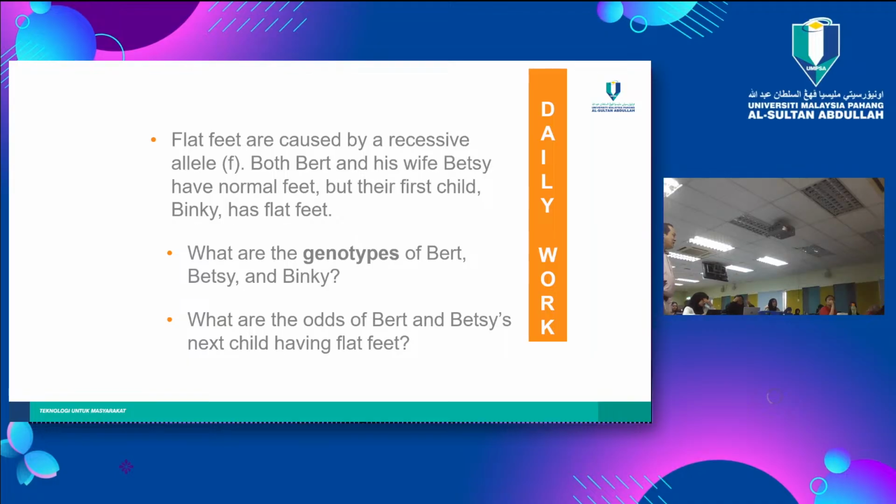So this is 3 to 1 already. So still the same probability, 1 to 4 probability. So the odds are still the same. It's not different after having Binky, because it is through the segregation of these gametes that we're going to produce the next offspring. But if you have a lot of offspring, like what you can do with the peas, you're going to reach the ratio of 1 over 4 chances of getting flat feet.